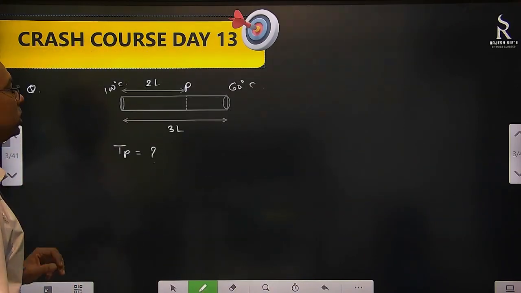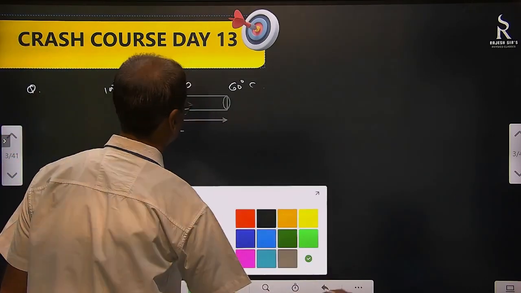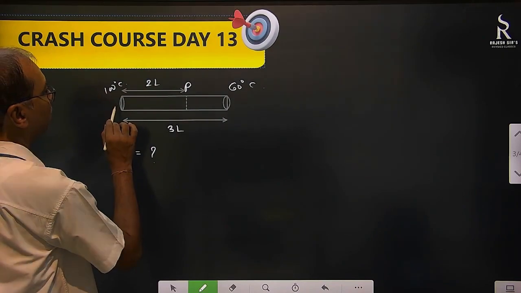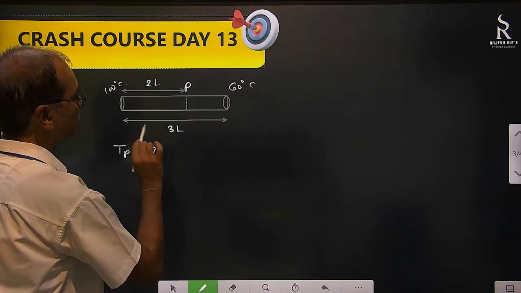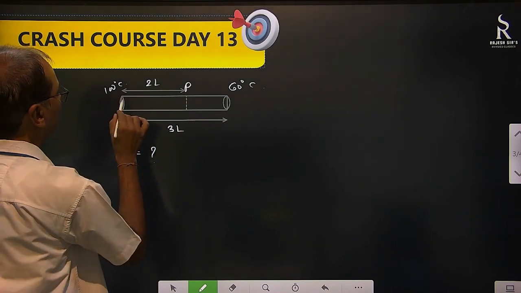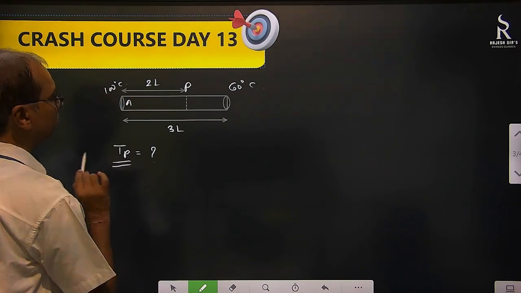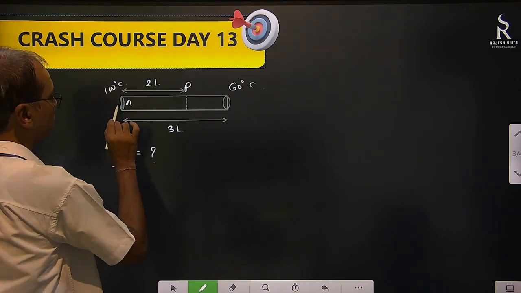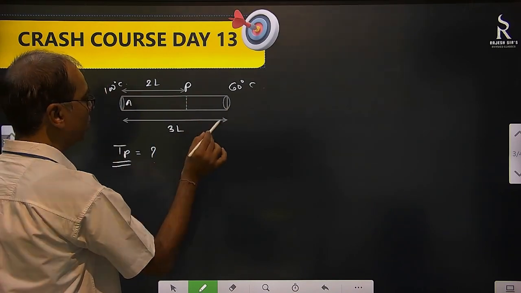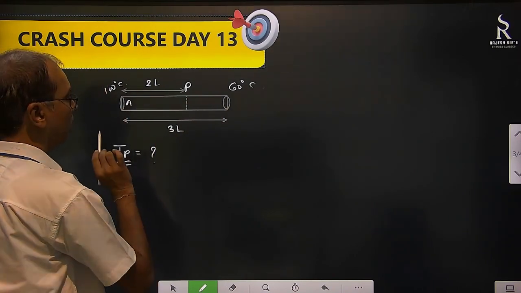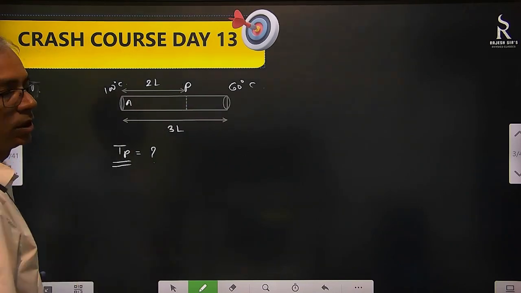Okay, let's see the question then. This rod is given to us, and in this rod, this end temperature is 100 and this end is 60, this part is 2L. The total length of the rod is 3L, and we can take its area as A. We have to find the temperature at P. This end is maintained at 100, this end is maintained at 60 degrees, length is 3L, area is A. In between the rod there is one point P. We have to find the temperature at P.